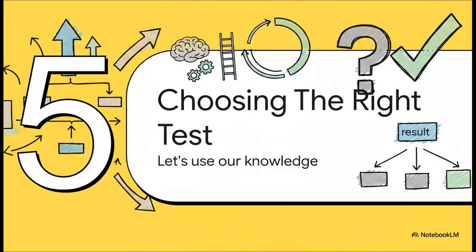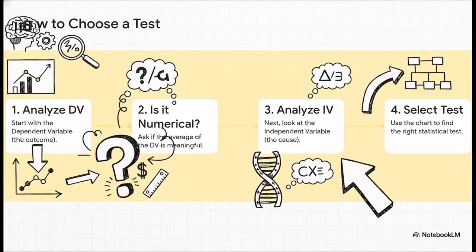All right, this is the moment we've been building up to. We understand levels of measurement, we have our little shortcut. Now, let's put it all together and see how this leads us step by step directly to the right statistical test. The whole process is basically a simple flowchart.